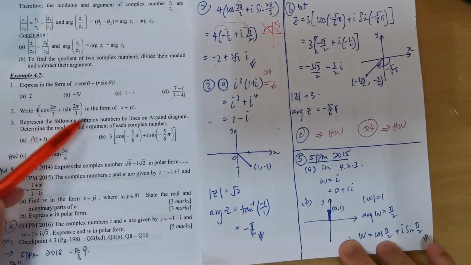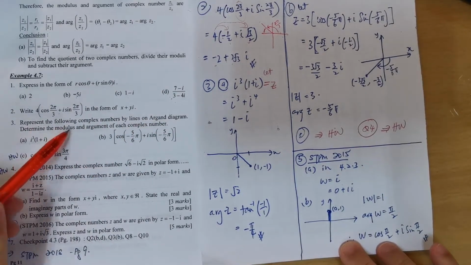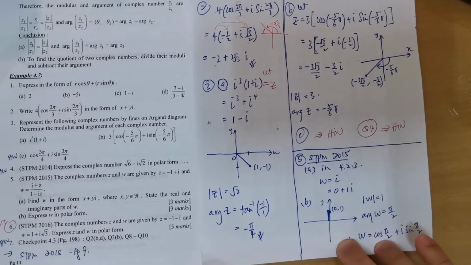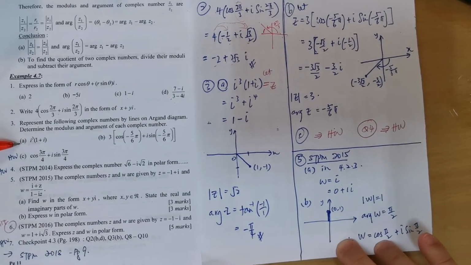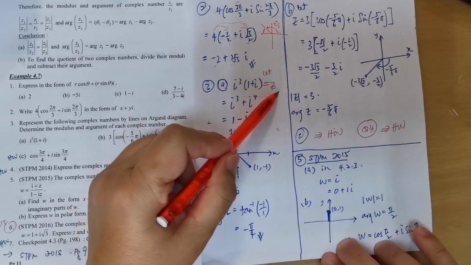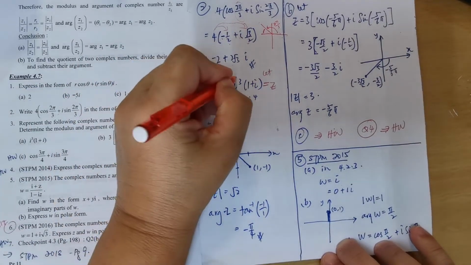Represent the following complex numbers by a line on an Argand diagram. Determine the modulus and argument of each of the complex numbers. So one they give you in Cartesian form, one they give you in polar form. Okay, 3a, this one. Let's say this is z. Alright, so expand it.